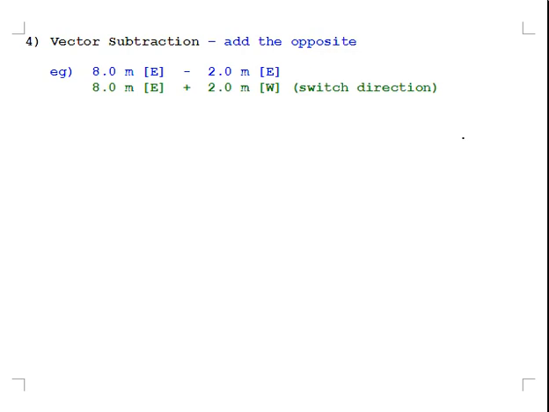Now I think I probably have a picture in these notes, but I don't think you need it. If you walk 8 meters east and then you walk 2 meters west, those are sort of like directions, if you want to call it that. What we've done is we have gone, yeah, sorry, I do have a picture.